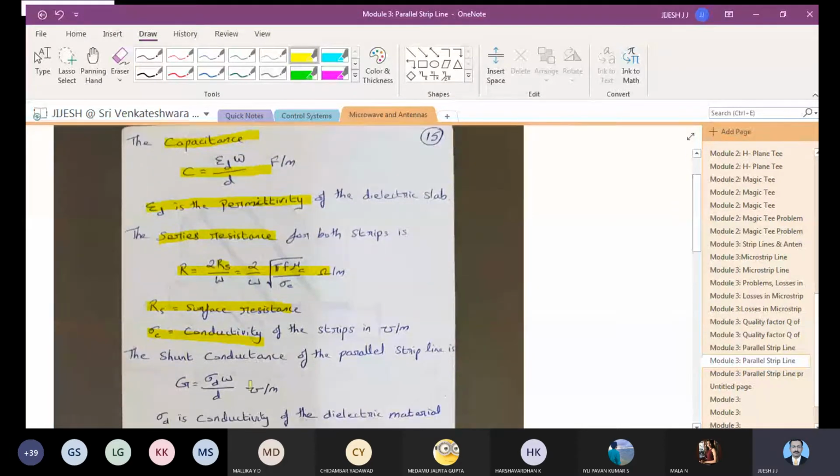As you can see, one more equation, that is to find out the shunt conductance, can be written using this equation: G is equal to sigma d W by D. And sigma d is the conductivity of the dielectric material. So all of you can complete it. These are the four equations required.